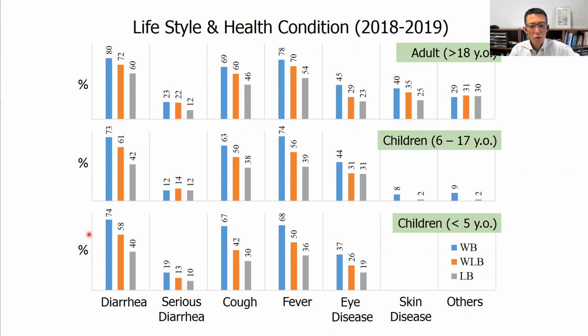They have a different proportion of the disease. The y-axis indicates the proportion of people who get those diseases. So basically, the blue one is higher than the other styles. And diarrhea is very common in the water-based and water-land-based. This proportion indicates the people who get those diseases at least once a year.